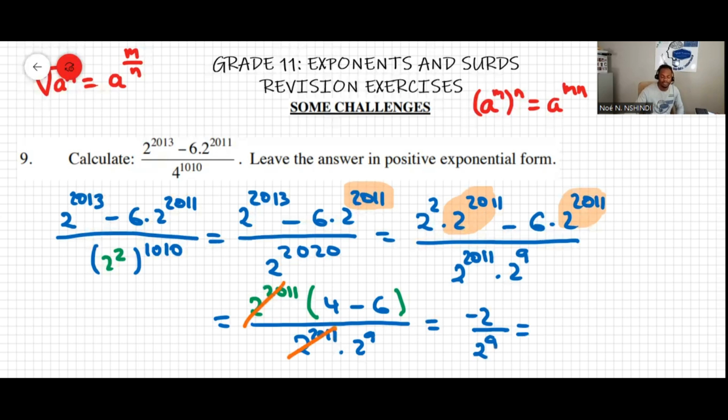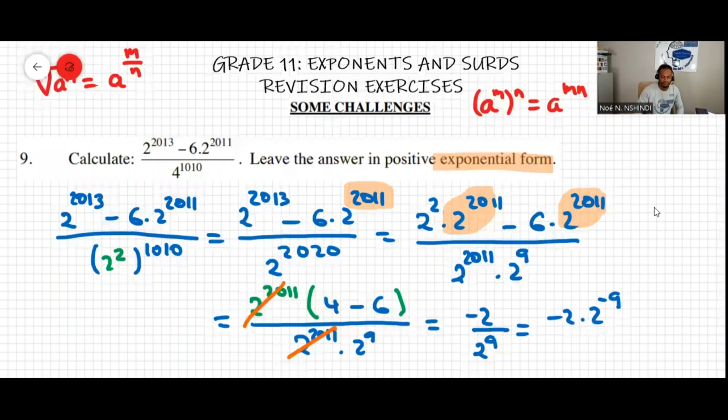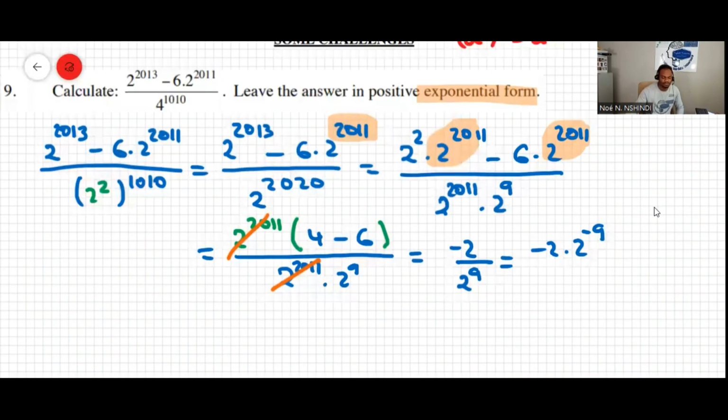Now this can be written as negative 2 times 2 to the negative 9, because the question says leave the answer in exponential form. Okay, so we can then... wait, negative 2 over 2 to the power of 9 can be written as negative 2 over 2 to the power of 9.